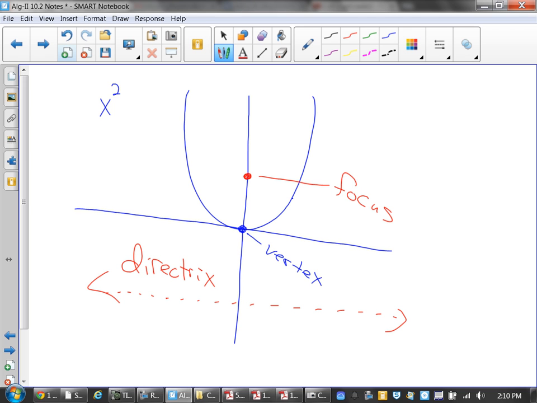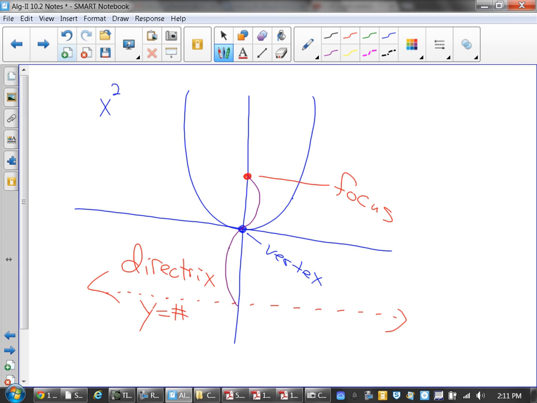Now, if I'm showing you like this, what kind of a line is the directrix? It's horizontal. The directrix is a horizontal line when I'm up like a cup or down like a frown. What is the equation of every single horizontal line? y equals something. So it's always going to be y equals some number. Now, the distance from the vertex to the focus is always the same as the vertex to the directrix. It will always be the same value.